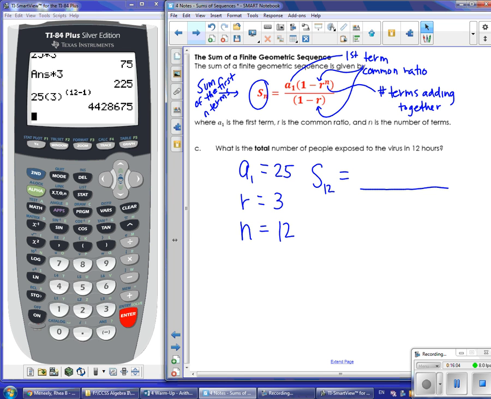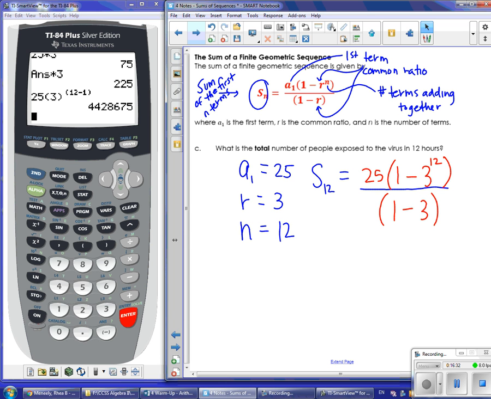Let me use a different color here. A sub 1 is 25. And then in parentheses, I'm doing 1 minus my ratio, which is 3, raised to the n power, which is 12. And then I close my parentheses. So notice that 3 is being raised to the 12, and then I close my parentheses. And then I want to divide by 1 minus r. And again, this needs to be in parentheses. 1 minus r would be 1 minus 3.